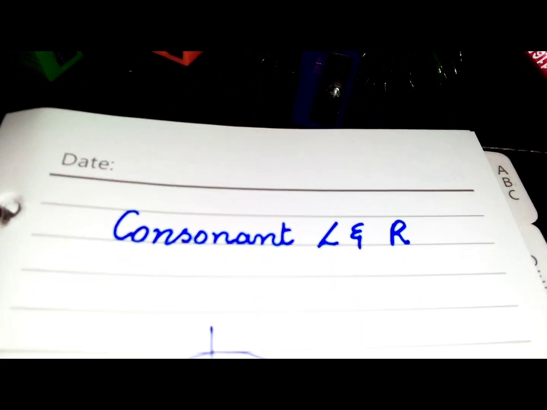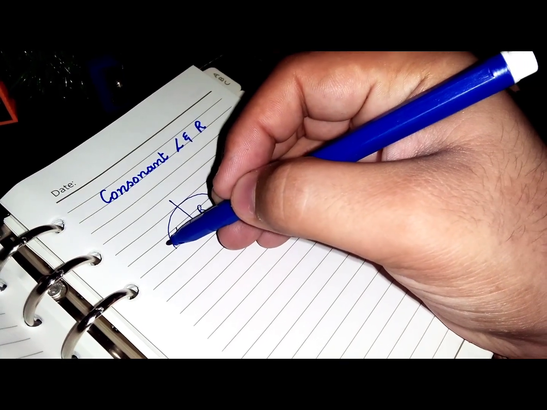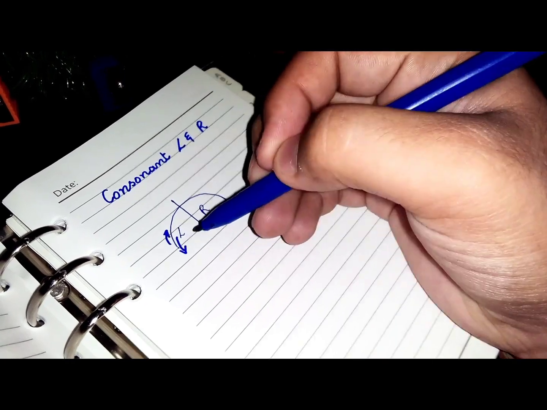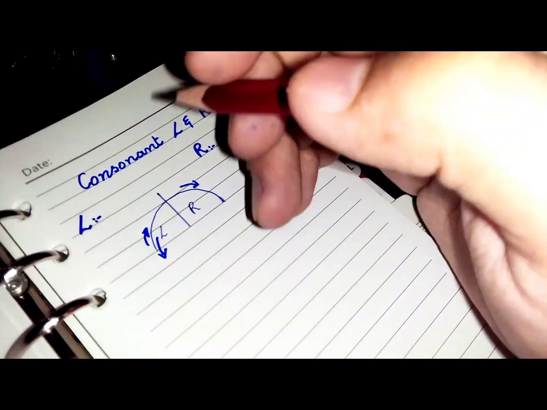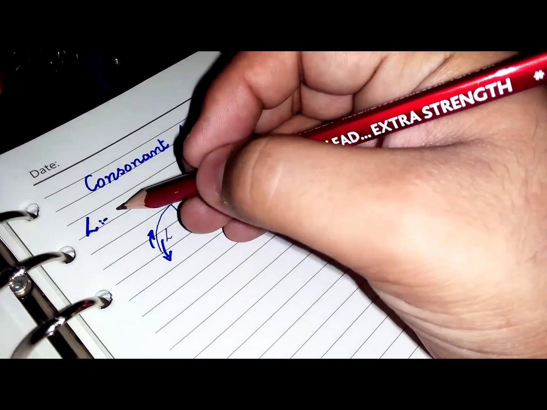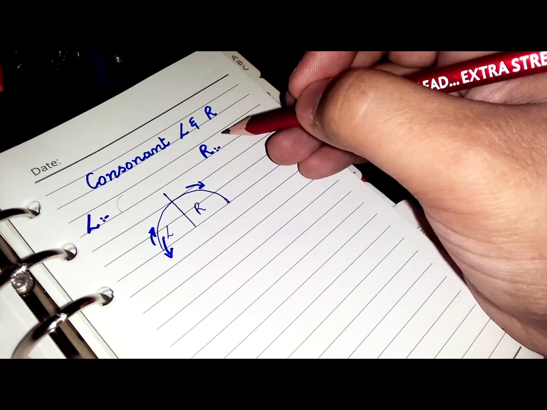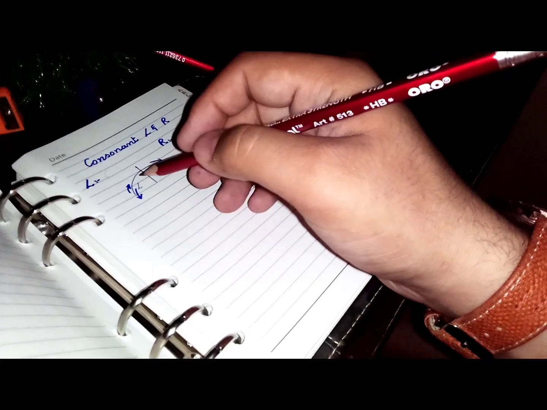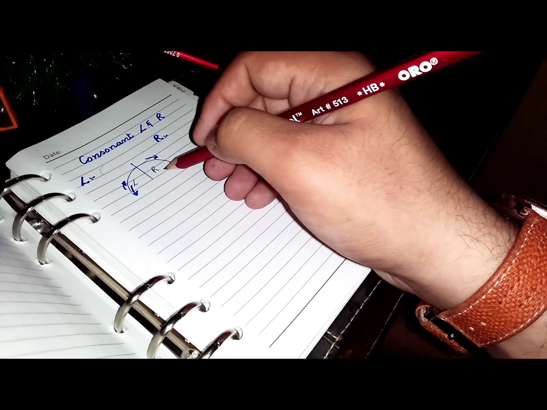We are going to discuss the consonants L and R. The consonants L and R form the left and right side of an arch. The consonant L is most commonly written upwards, but it may be written downward in certain cases in accordance with rules which will be explained later. Here I am showing you how to write these two consonants. L, R. L is from the left side of the arch. And R is from the right side of the arch.